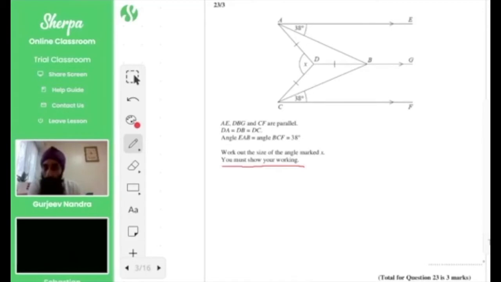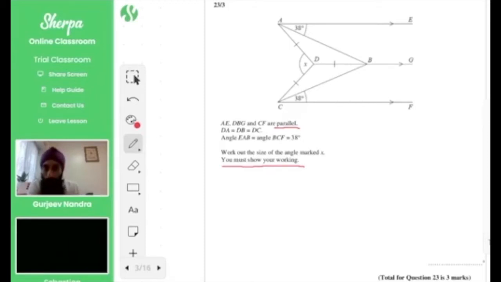AE, DBG, and CF are parallel. So these 3 lines here drawn are parallel. Think about some of the key words. Parallel should link to things like Z angles, F angles. Some of you may know them as corresponding or alternate angles.